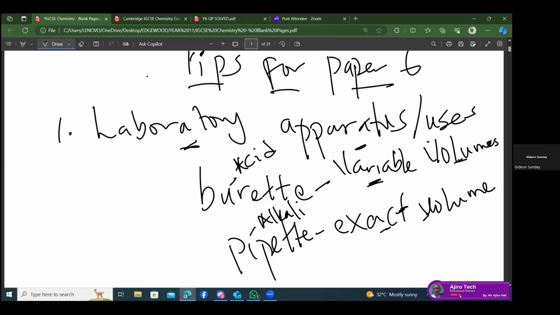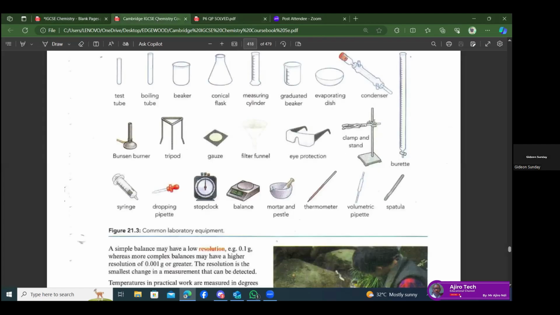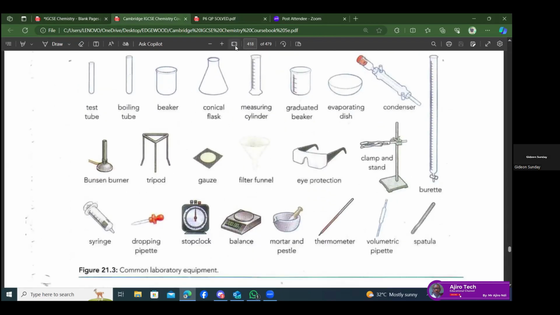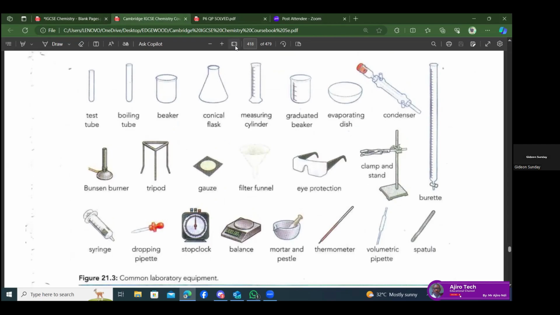Look at every one of the laboratory apparatus. If you check your textbook, you can see a lot of them. Each of these apparatus, you have to know what they are used for, and you'll be good to go. Most times people make the mistake of saying that the spatula is used for stirring. No, you don't use the spatula to stir. We use the spatula to transfer solids. Probably you want to weigh some solids or a salt, you could use the spatula to transfer some of the quantity into where you want to weigh it.